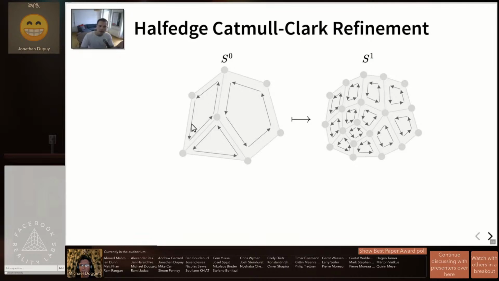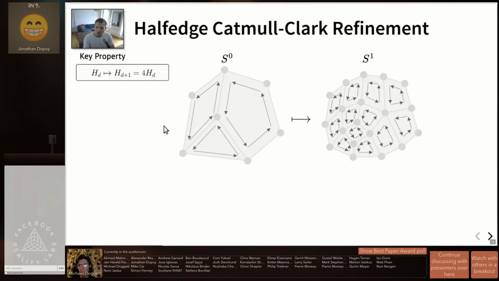And what we realized was that when we submit these arrows to the refinement rule, there's a very simple property that emerges, which is that the number of half edges after each refinement step is multiplied by exactly 4. And this is quite powerful because it's invariant and it works even if the underlying mesh has non-quad faces. For instance, here you have a triangle and a pentagon, and the number of half edges is multiplied by 4 anyways. So based on this simple observation, we derived our entire paper.